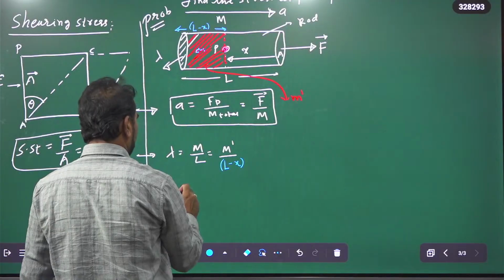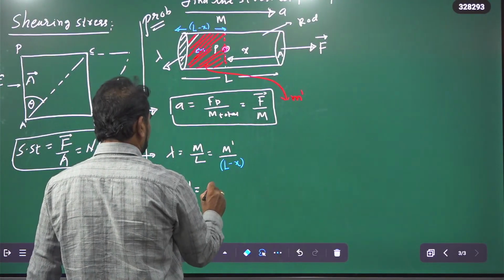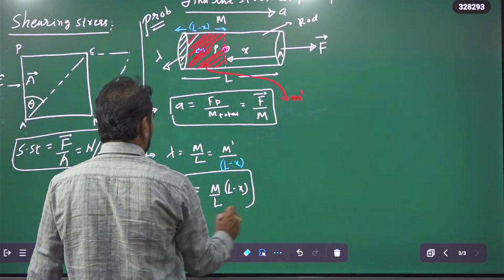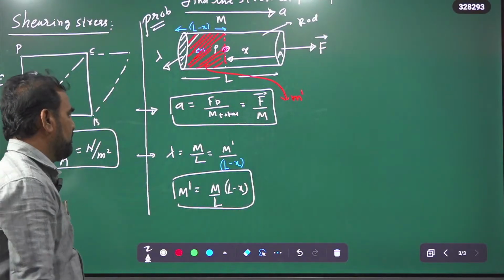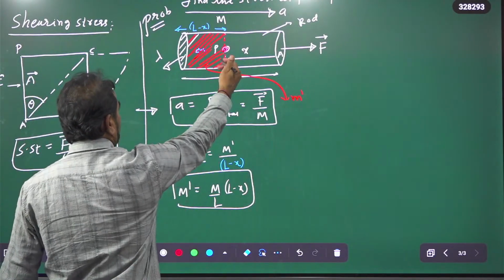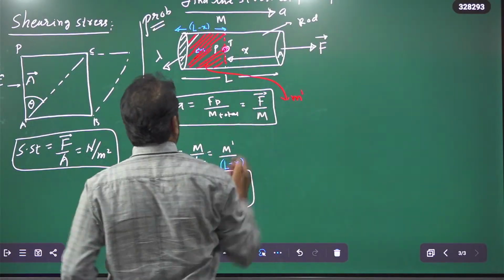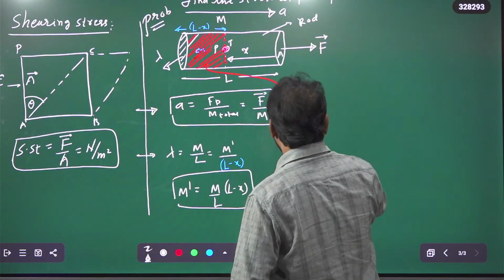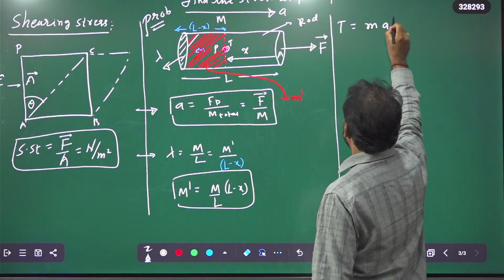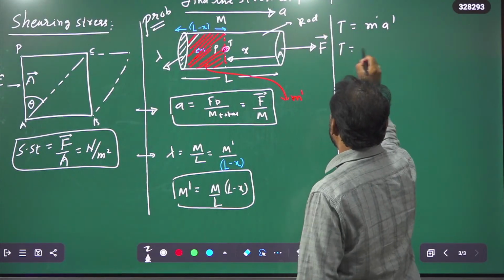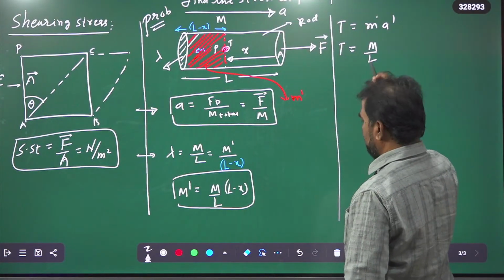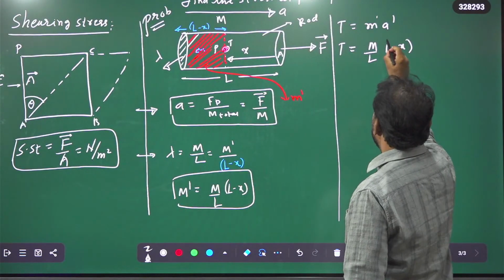So from this, what is the value of m dash? m dash is equal to m by L into (L minus x). Is it clear? So this mass is responsible for the tension here. How much tension will be produced? Let's say T. The tension force at that point is T, which is equal to m dash into a dash. The m dash value we already know: m upon L into (L minus x).